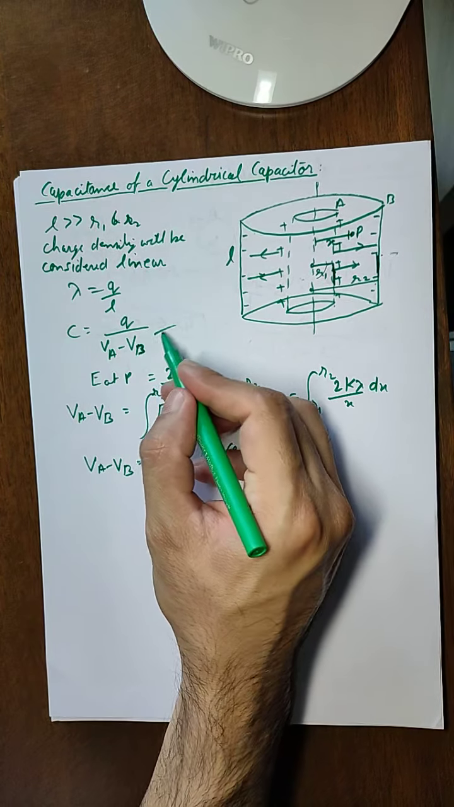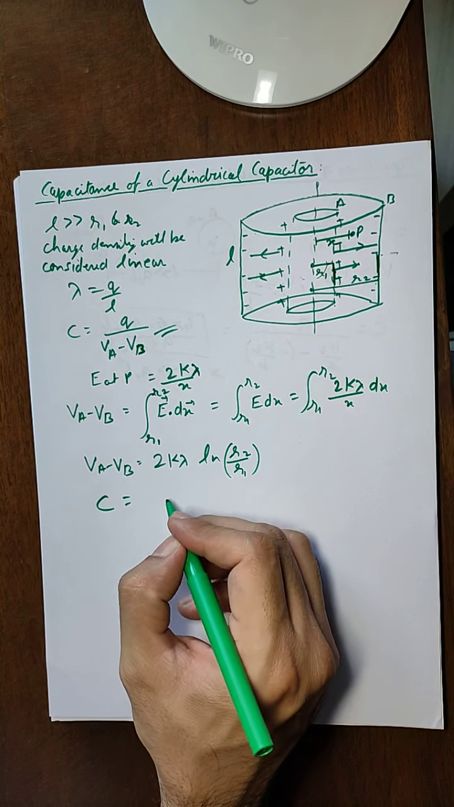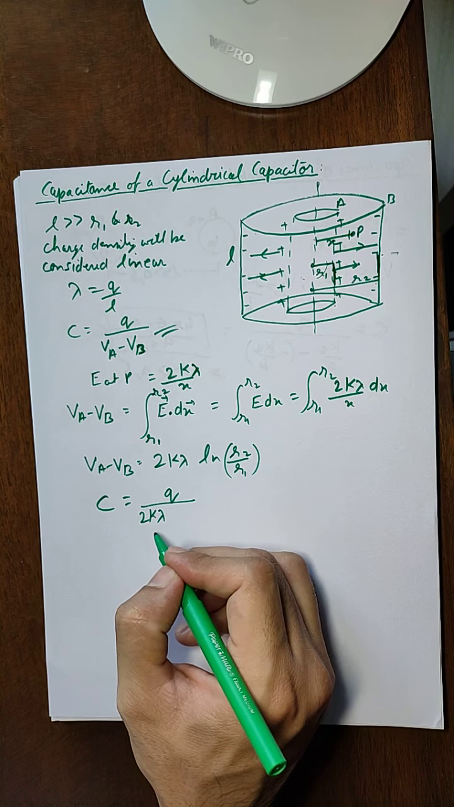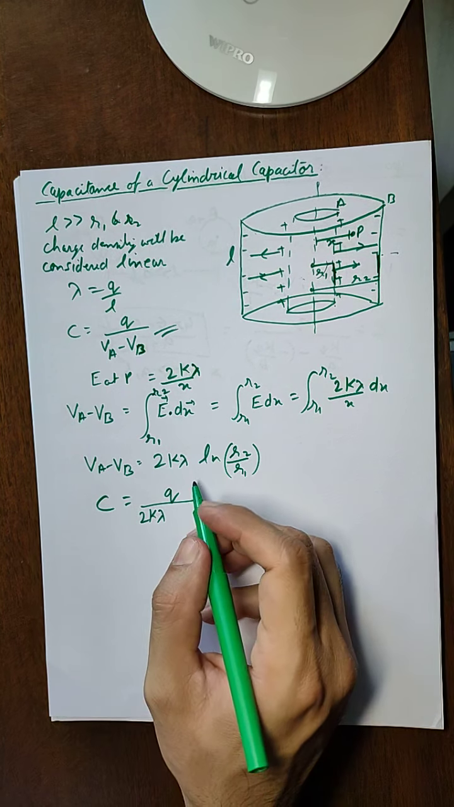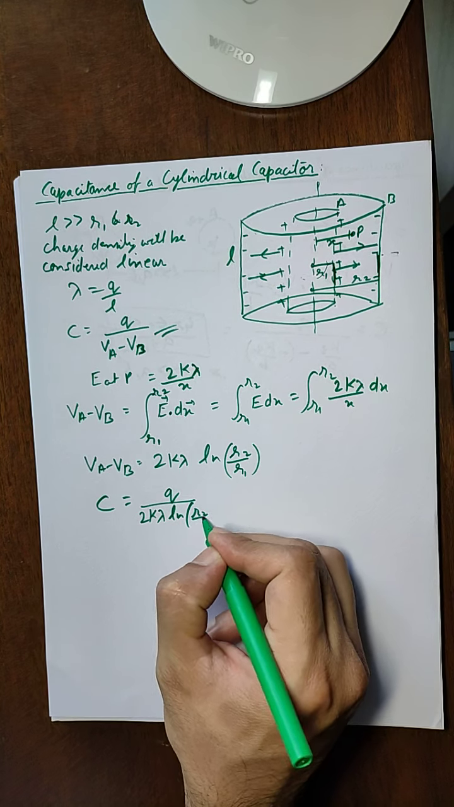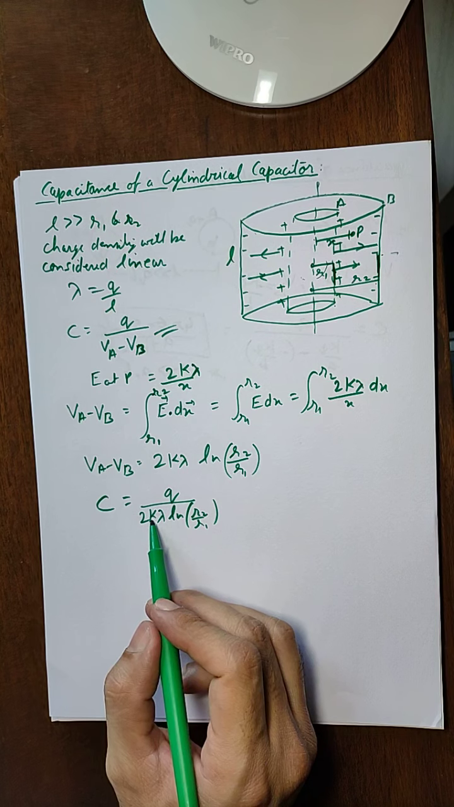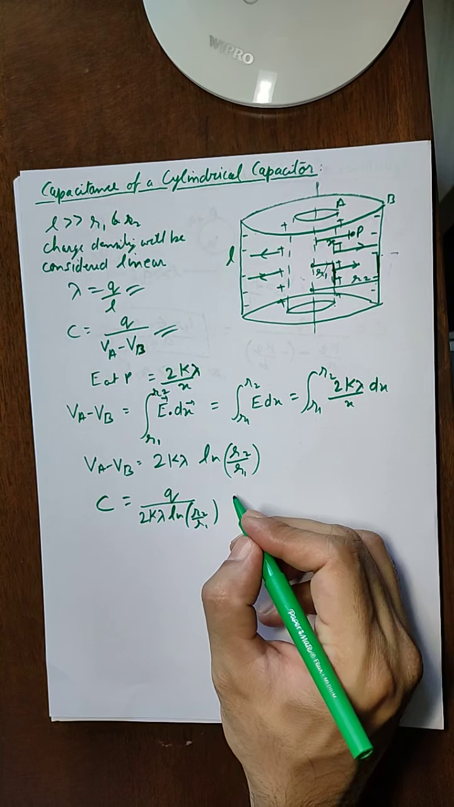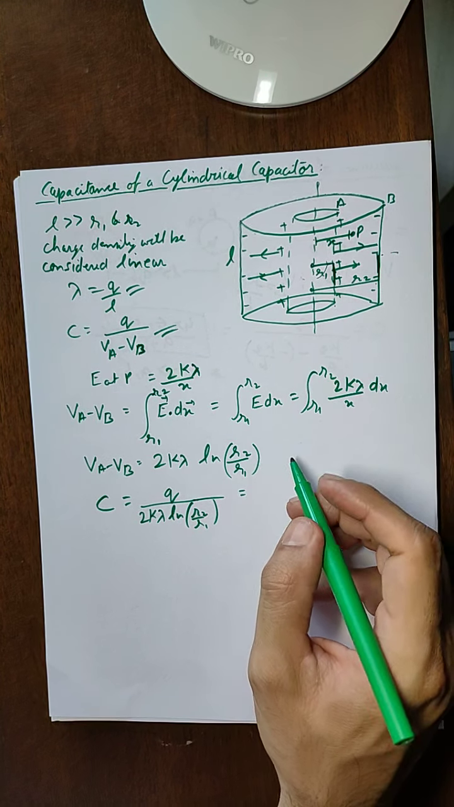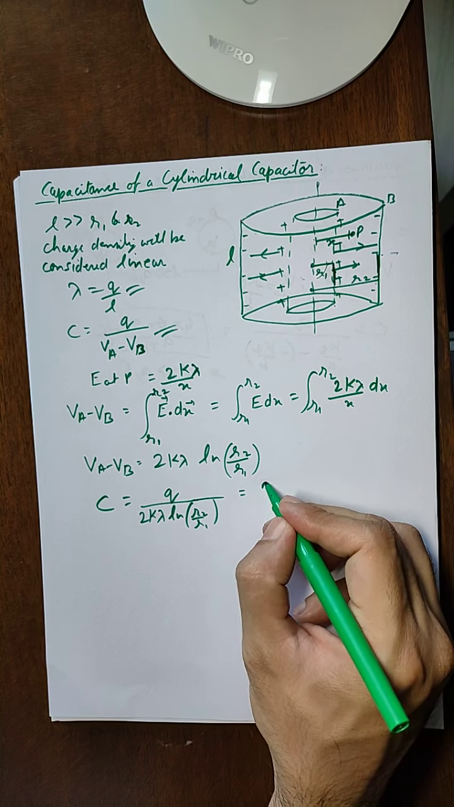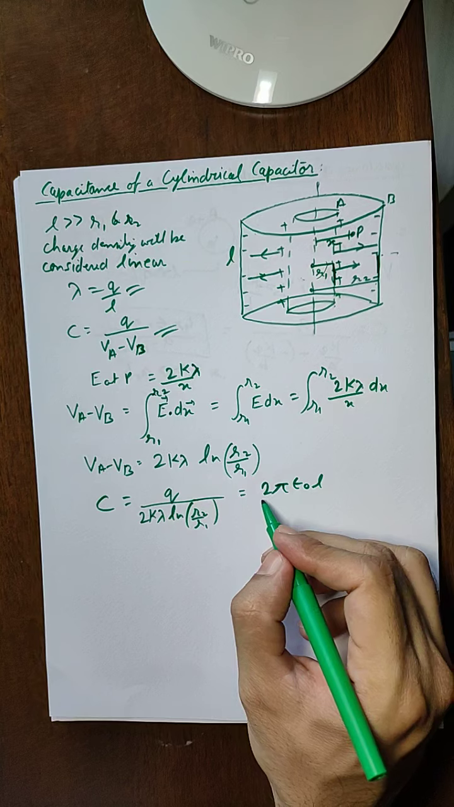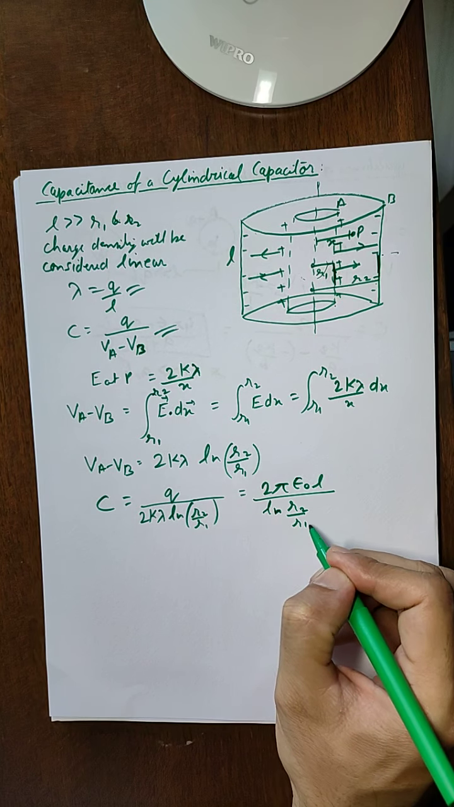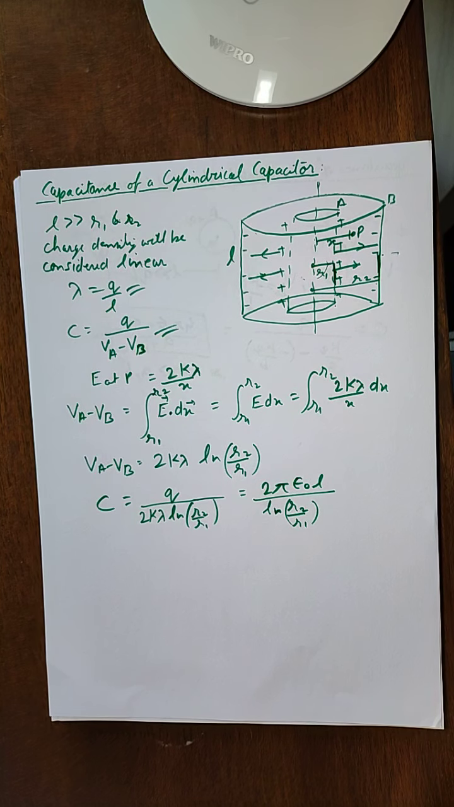Using this expression, we get C equals Q upon 2k lambda log R2 by R1. Now putting the values, substituting k as 1 upon 4 pi epsilon naught and lambda as Q by L, Q gets cancelled out, and what we are left with is 2 pi epsilon naught L upon log of R2 by R1. So this is an important result.